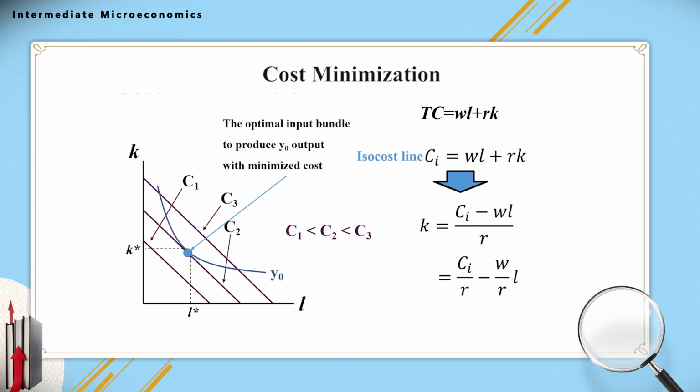Any input bundle lower than this cost level cannot produce Y output, and any input bundle higher than this cost level is not economical. So to summarize, when production cost is minimized, the slope of the isoquant curve must be equal to that of the isocost line. This means the condition for the cost minimization problem is that the ratio of the factor price W over R is equal to the technical rate of substitution of L for K.